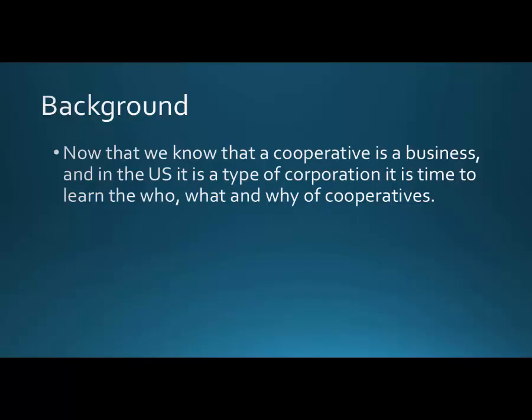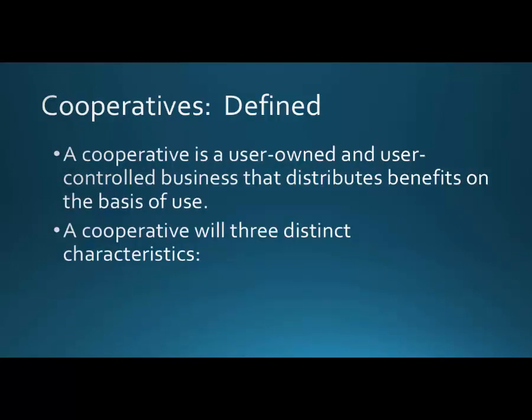Well, if you watched part 1, you know that a cooperative is a business. Specifically, it's a corporation. Now we're going to learn a little bit more about cooperatives. So let's define a cooperative. A cooperative is a user-owned and user-controlled business that distributes benefits on the basis of use. And a cooperative is going to have 3 distinct characteristics.